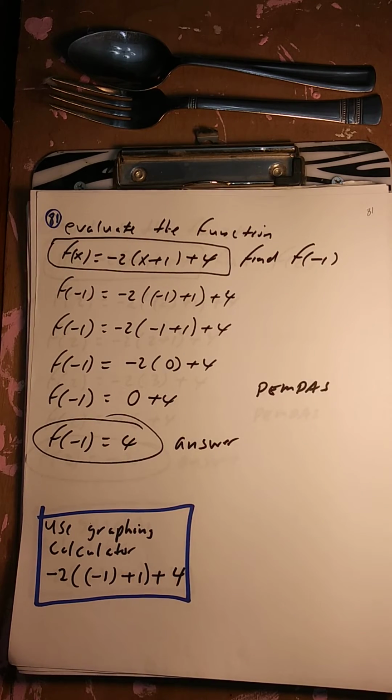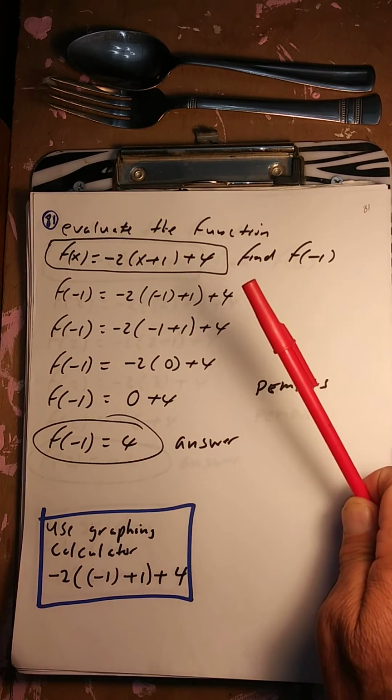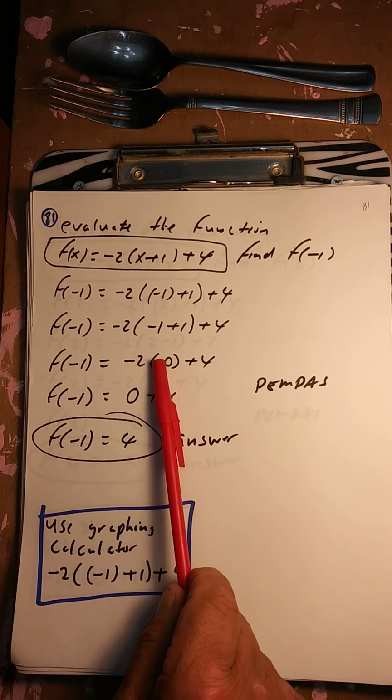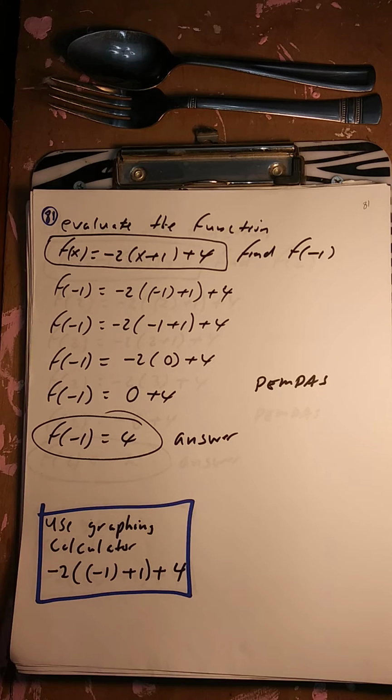Evaluate the function. Put a negative 1 in there. So we have a negative 1 inside for the x. So we have negative 1. Negative 1 plus 1 is 0. Multiplication, yes, that's first. So that 0 times that is 0, plus 4 is 4.